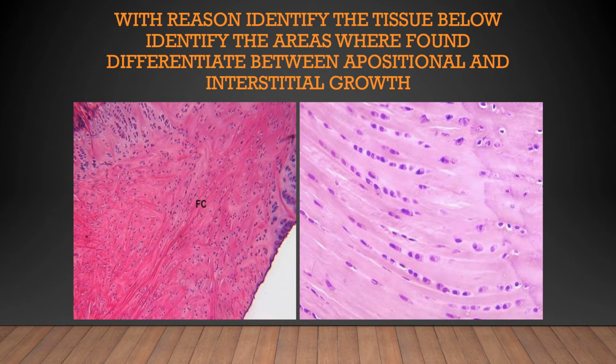The difference between appositional and interstitial growth is that appositional growth results in an increase in width, while interstitial growth will result in an increase in length of bone.